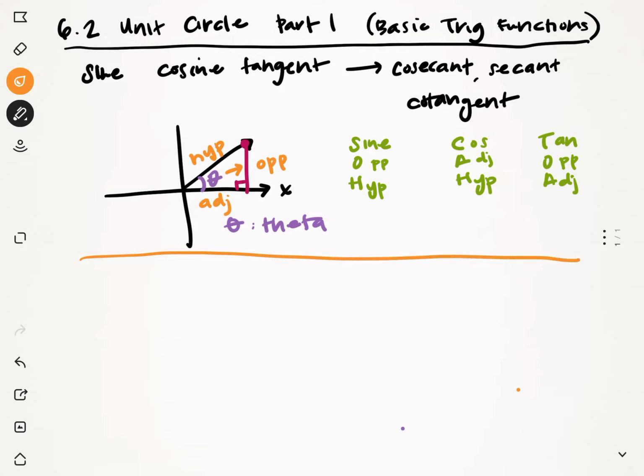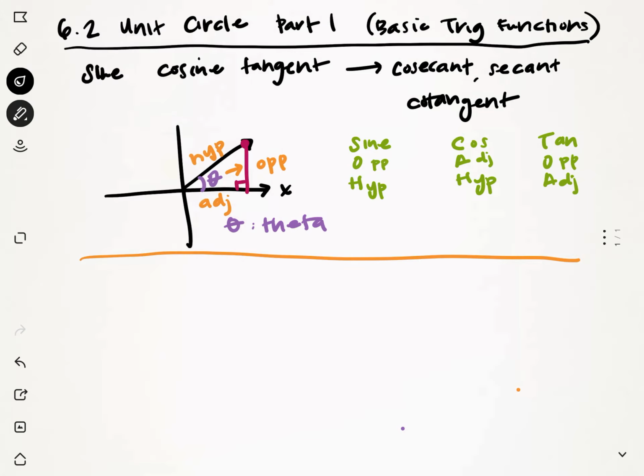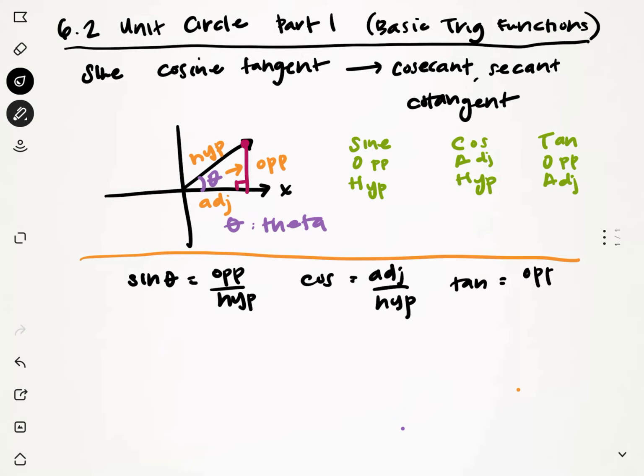Alright, so if we look at this, let's make a little table here about the 6 different trig functions. The sine is the opposite over the hypotenuse, the cosine is the adjacent over the hypotenuse, and then the tangent is going to be the opposite over adjacent. So hopefully this is ringing a bell. We could even do an example here.